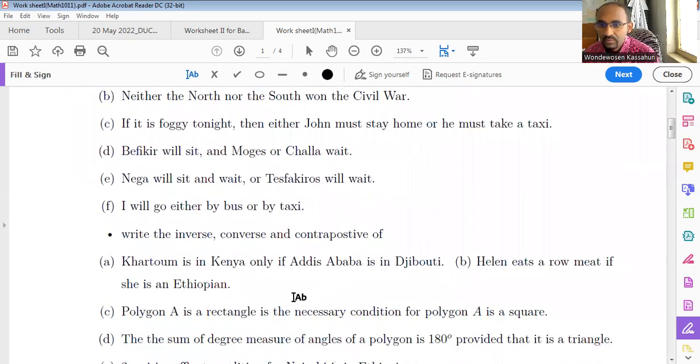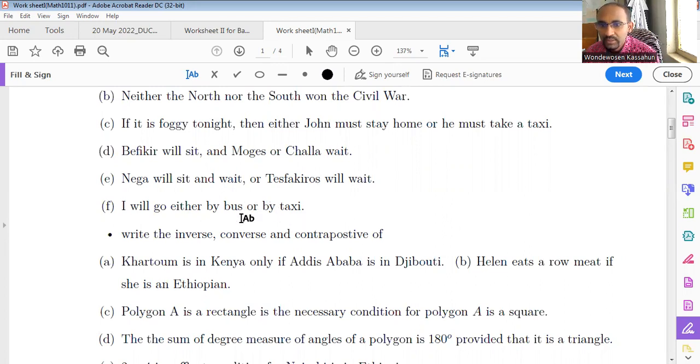Okay, if you see this, I will go either by bus or by taxi. So write the inverse, the converse, and the contrapositive of this statement. That is P or Q. I will go by bus is P, I will go by taxi is Q. So P or Q. So what is the inverse, the converse, and the contrapositive of this statement? As you know, inverse, converse, and contrapositive are ideas associated with the implication of a statement. So here it's not an implication, it is rather a disjunction, P or Q, right?